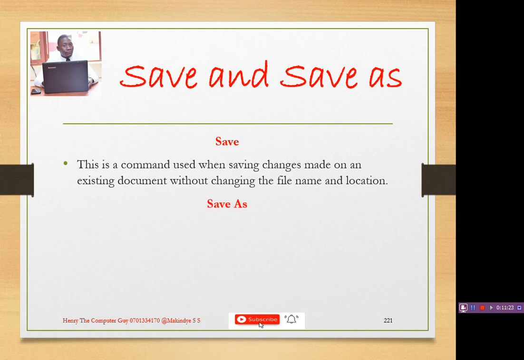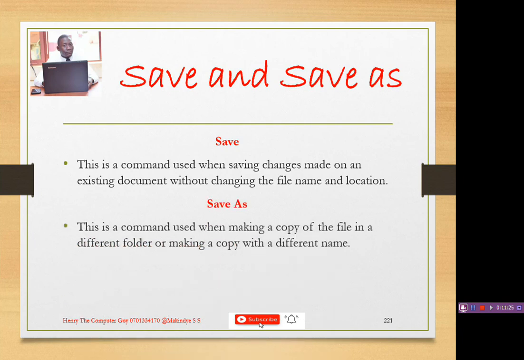Now, when we continue, they're telling us that save as is a command used when making a copy of a file in a different folder or making a copy with a different name. You might have saved your work on a computer, but you also want to save it in another location or in another storage somewhere. For example, you have a flash, but you have saved the work on the computer. You can use the save as. It will give you options of where you can look for the location and add another file name. I think we have got the difference.